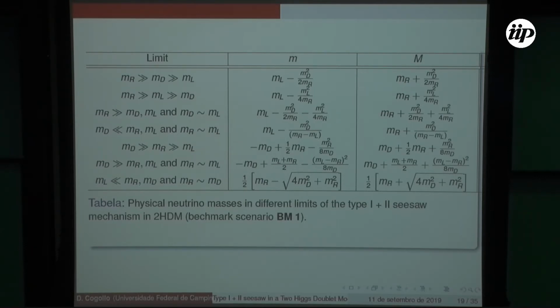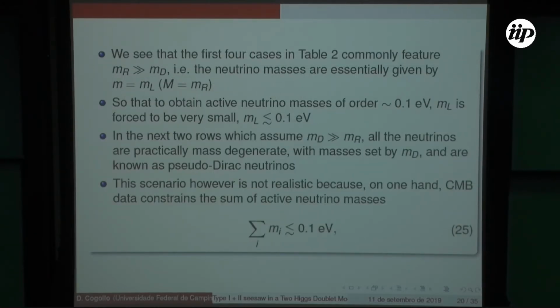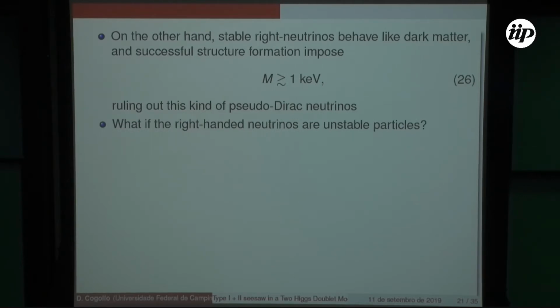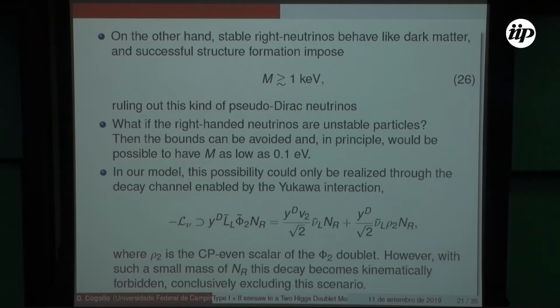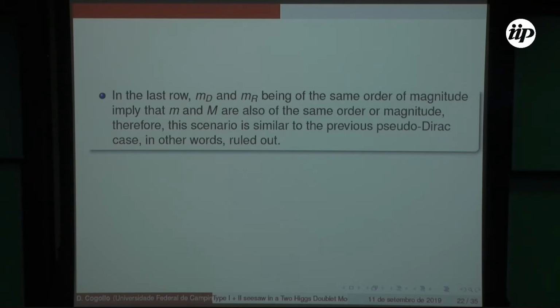Okay, how can we avoid this constraint? We can avoid this constraint if we assume that the right-handed neutrinos are unstable particles. But this is not the case in our model, because in our model these right-handed neutrinos are stable particles, because the only way they have to decay is through this Lagrangian. Then if we have right-handed neutrinos of the order of one electron volt, it is kinematically forbidden to decay, because they must decay into a Rho2 that is a Higgs, and the Higgs has a heavy mass. And the last row is a similar case to the pseudo-Dirac case. It is ruled out also, they are degenerate.